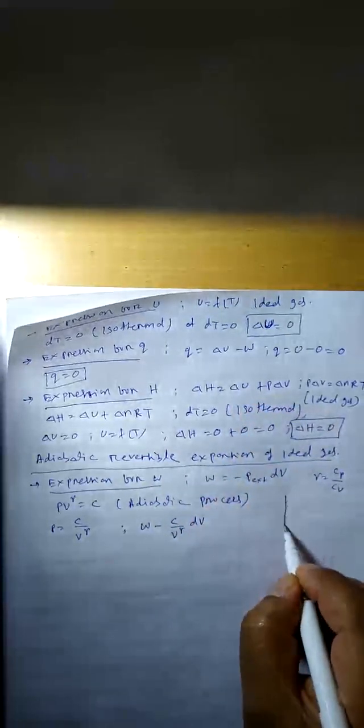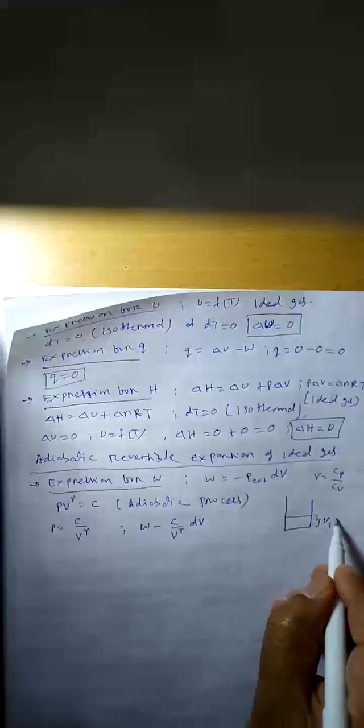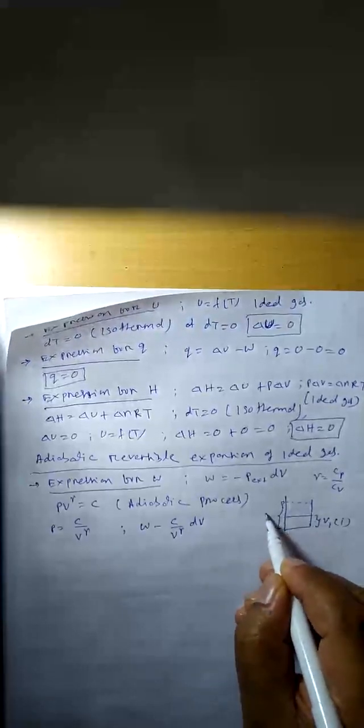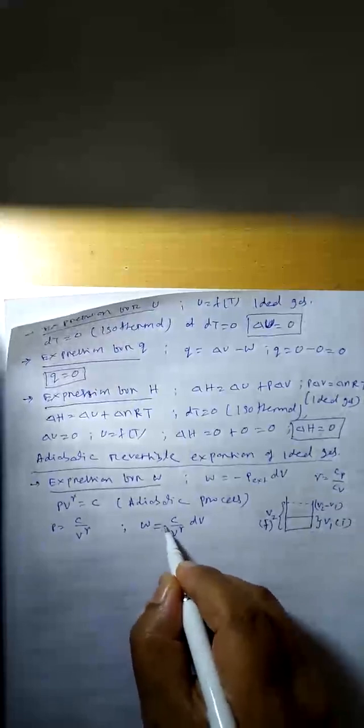Expansion means, suppose this one is V1, the initial volume, and it undergoes expansion to this one, V2, the final volume. That means V1 to V2 expands, then what is the work? V2 minus V1, that is why it was dV. Then we have to integrate W and dV from V1 to V2.